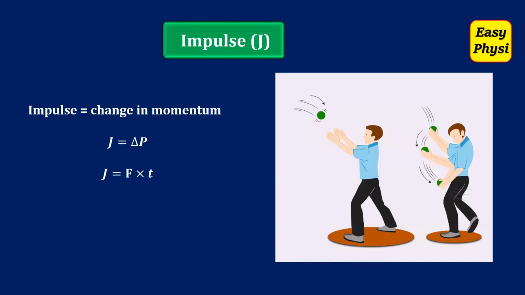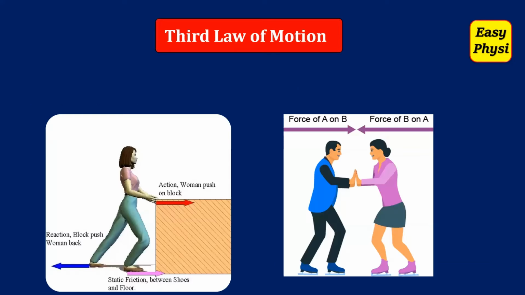Impulse. Impulse is equal to change in momentum. Impulse is equal to delta P. Impulse is equal to force into time.